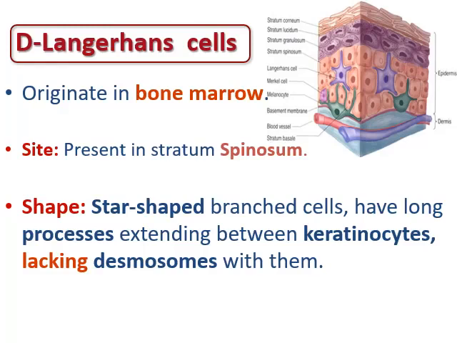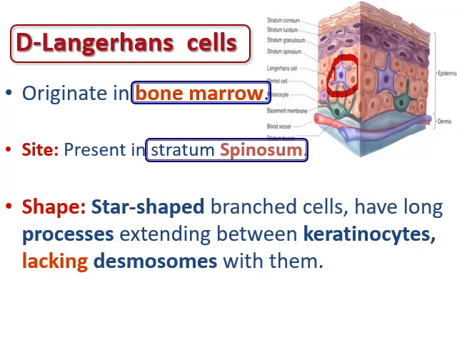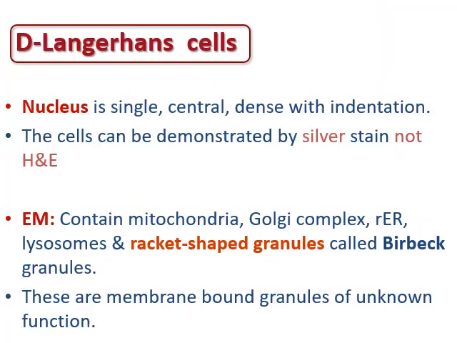It is present in the stratum spinosum. It is a star-shaped cell, as we see here. This is the blue one, the Langerhans cell. The star-shaped cells have long processes extending between the keratinocytes, lacking desmosomes with them. Langerhans cell is not attached by desmosomes to the neighboring keratinocytes. By electron microscope, Langerhans cells contain numerous lysosomes and characteristic racket-shaped granules called Birbeck granules.